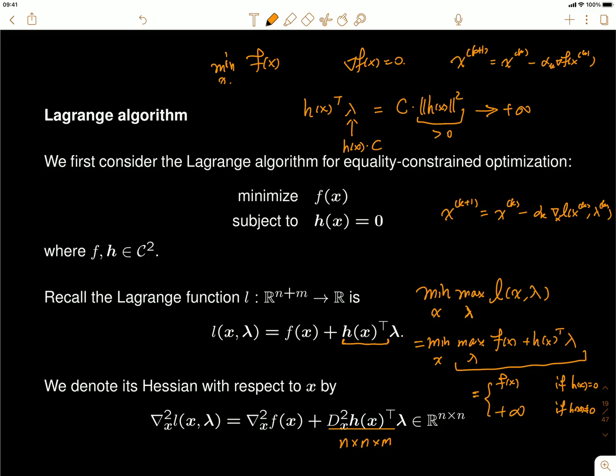But on the other hand, you would like to maximize this Lagrange function with respect to lambda. So it will be lambda k plus 1 equals lambda k plus, say we choose the step size beta k. Since we are trying to maximize this, we do gradient ascent. Instead of the negative gradient, we do the positive gradient, the gradient with respect to lambda of L at x k, lambda k. So x k is fixed, but we do a gradient ascent with respect to lambda.